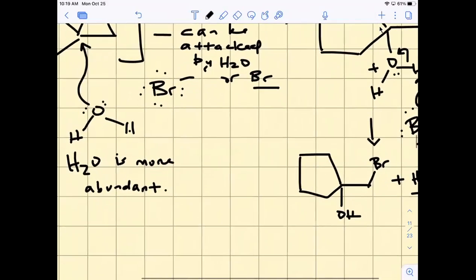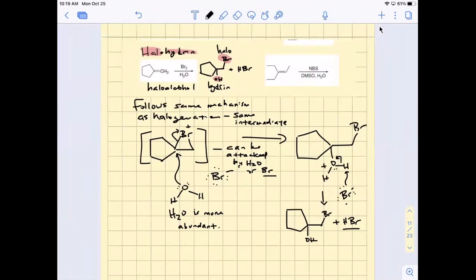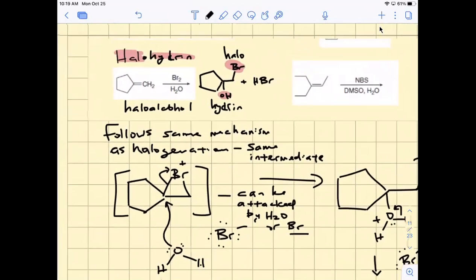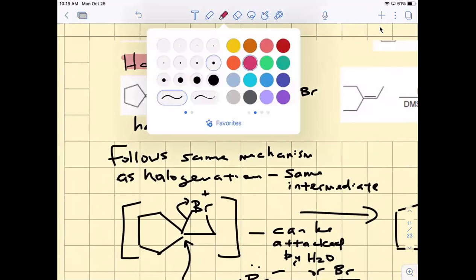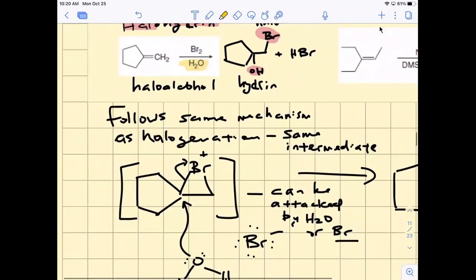Right, so that's the halohydrin. The way you know it's a halohydrin and not just a halogenation is the presence of water. Right, when you see bromine and water together in the reaction sequence, then you know that it's halohydrin and not just halogenation. If you just see bromine by itself or chlorine or iodine by itself, then you know that it's a halogenation. But the reason I did it together is because they follow the same mechanism up until the point of the ring opening.